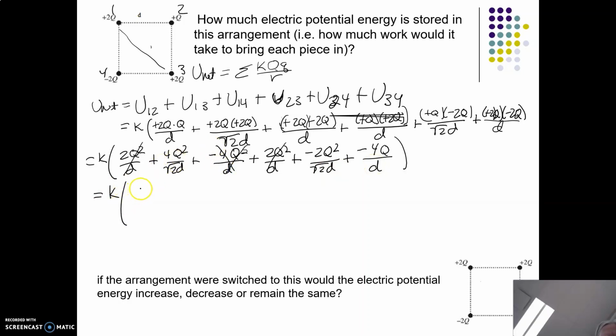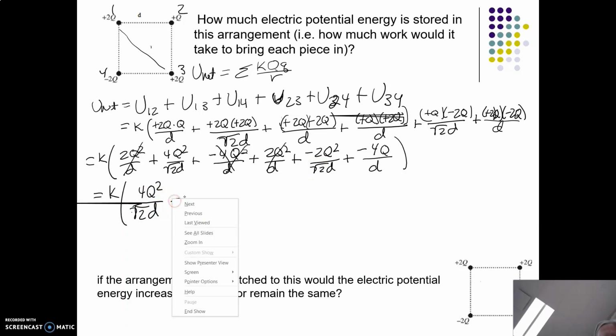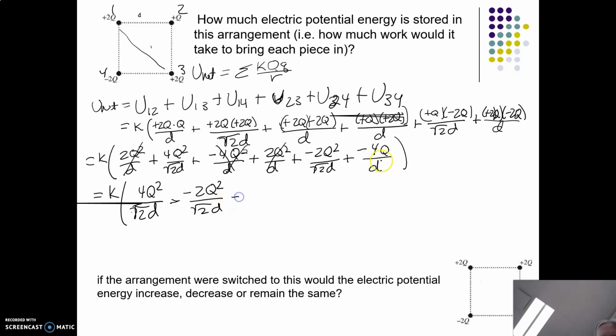So we have this one, which is 4q squared over root 2d, minus negative 2q squared. I guess I could have simplified that while I was at it. 2d, and then minus. Now we're going to have to make the common denominator here. So I'm going to multiply both the top and the bottom by root 2. So we're going to have minus 4 root 2q over root 2d.